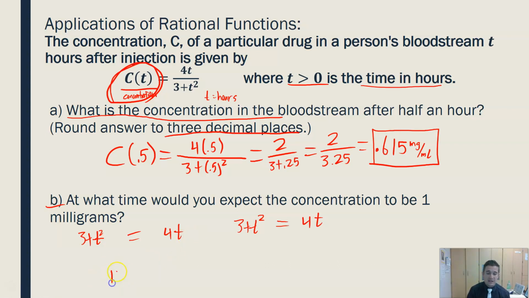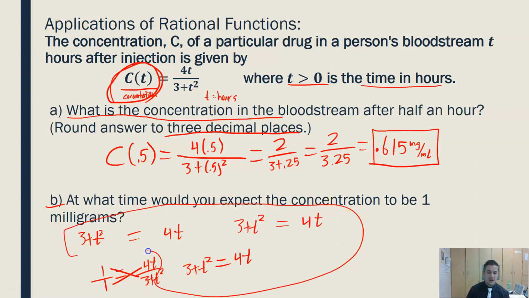One other way I could do, I have 1 equals 4t over 3 plus t squared. If I write this as 1 over 1, some of you might remember the method of cross multiplying. So if I cross multiply here, 1 times 3 plus t squared is 3 plus t squared. And I write equals 1 times 4t is 4t. Look at that. I got the same thing in all 3 of those scenarios. So now I have 3 plus t squared equals 4t.